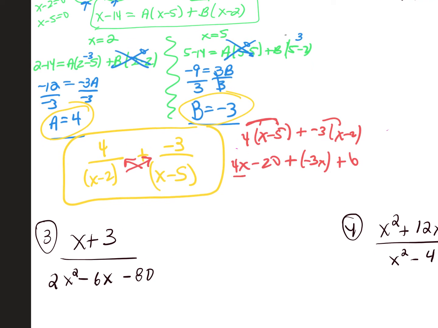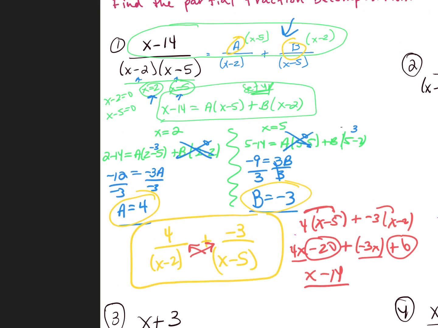So now combine like terms. 4x and negative 3x gives me x. Negative 20 plus 6 gives me minus 14. So I got x minus 14. If you look back at your original problem, that's what your original numerator was.